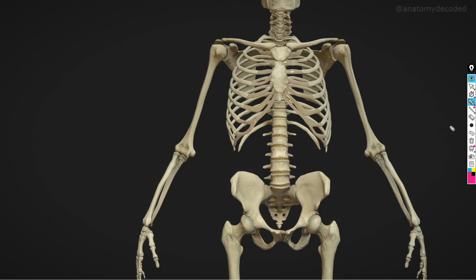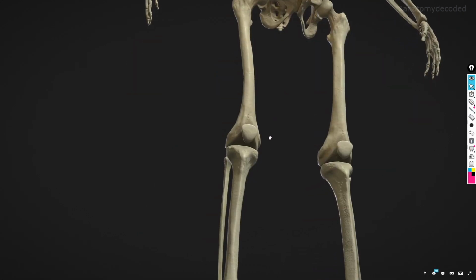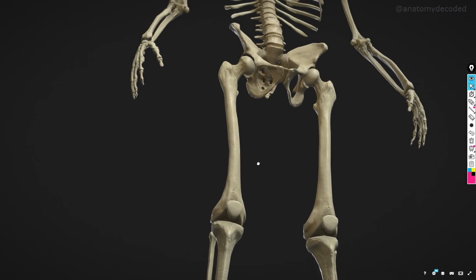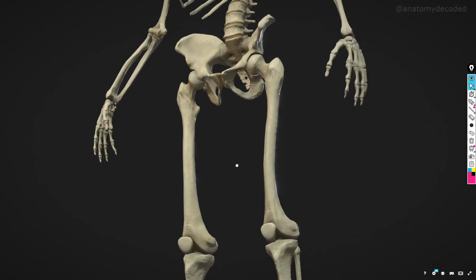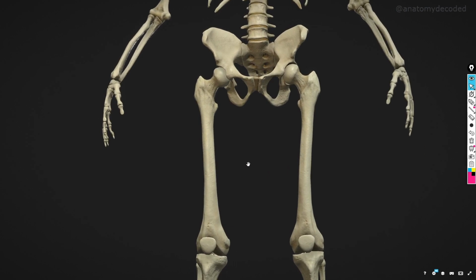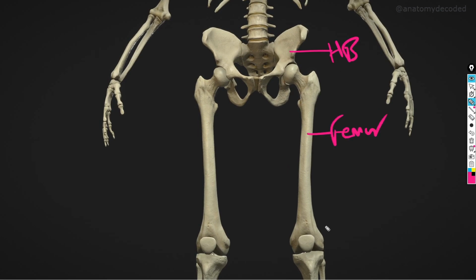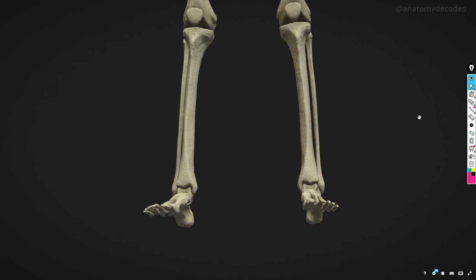Then let's see the bones of the lower limb. Identify the hip bone, 2 hip bones. They are connected in the midline by a joint, the pubic symphysis. So hip bone, then femur, then this one is patella. Then in the leg there are 2 bones, tibia and fibula. Which bone is medial? Tibia is medial and fibula is lateral.